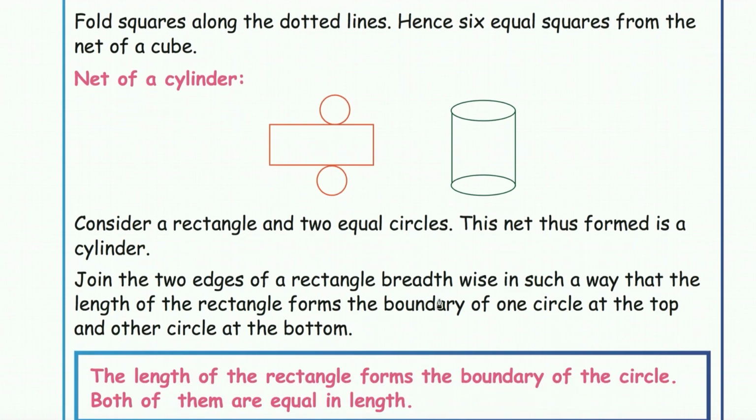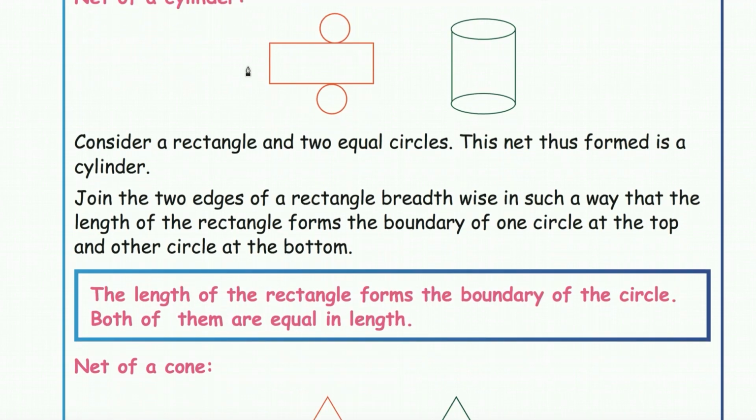Join the two edges of the rectangle widthwise in such a way that the length of the rectangle forms the boundary of one circle at the top and the other circle at the bottom. So this is the meaning. Fold like this, you will get a cylinder. The length of the rectangle forms the boundary of the circle. Yes, length forms the boundary. I agree. Both boundaries are equal.